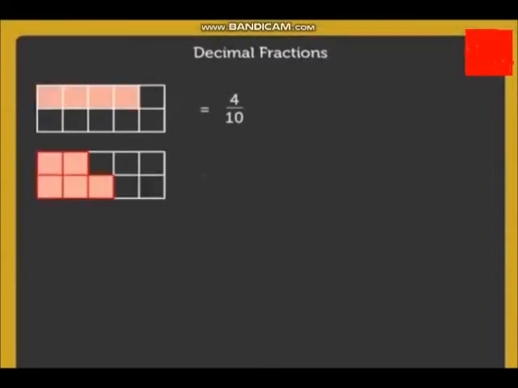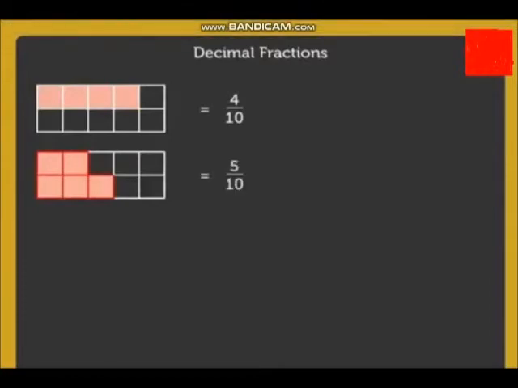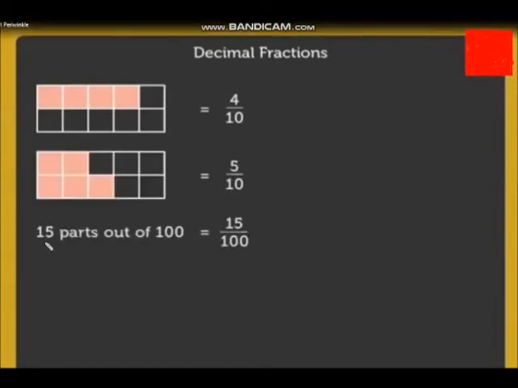In this one, 10 squares are given, 5 squares are shaded. So the fraction will be 5 upon 10. There is one more example, 15 parts out of 100. That means 100 में से 15 parts के बारे में बात हो रही है. So इसका जो fraction होगा that will be 15 upon 100. 100 denominator में आएगा and 15 numerator में.